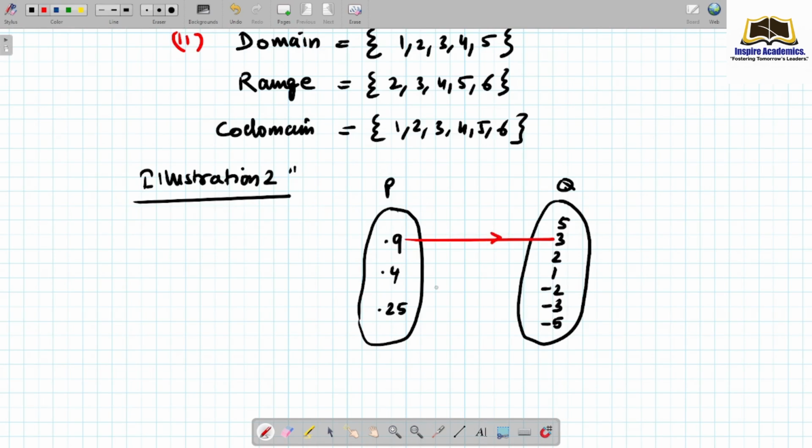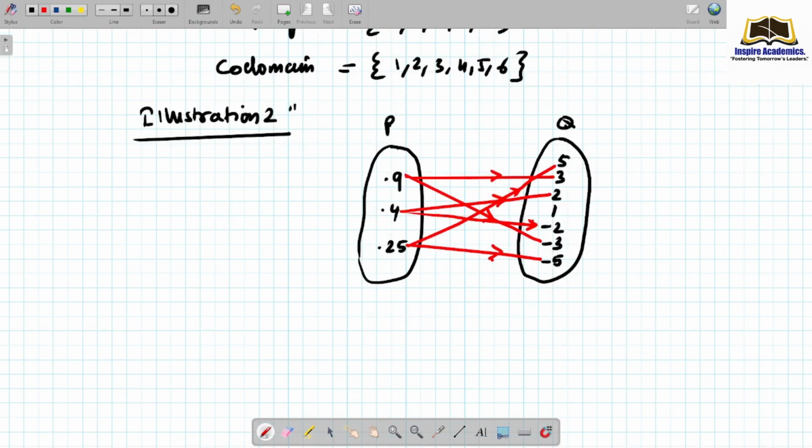Also 9 is mapped with -3. 4 is mapped with 2. Also 4 is mapped with -2. And 25 is mapped with 5. Also -5. Now let us look at the question.